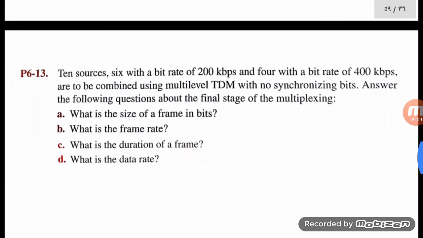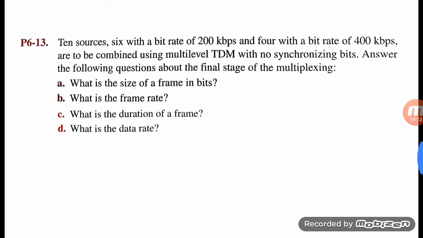Okay, let's solve a problem, and it will also clear some of the concepts. 10 sources. 6 with a bit rate of 200 and 4 with a bit rate of 400 kbps are to be combined using multi-level TDM, the previous one, with no synchronizing bits. Answer the following questions about the final step. It is very easy. Okay. Try to solve it. I'll just draw one diagram to make it easy for you.